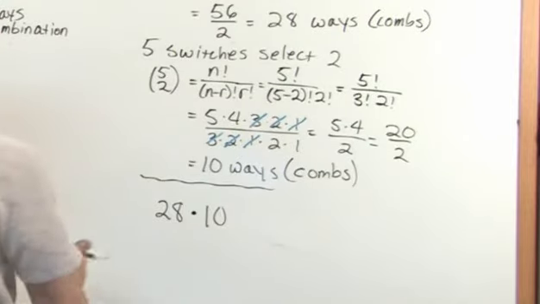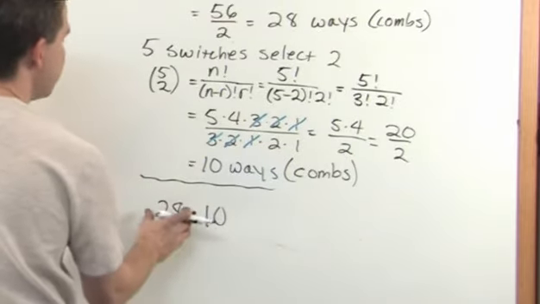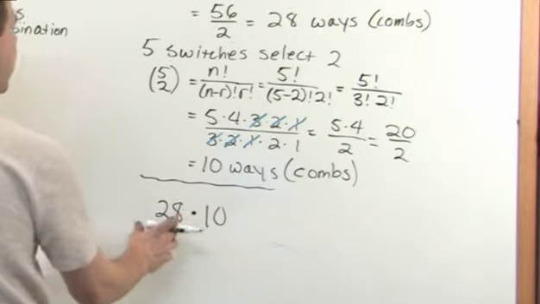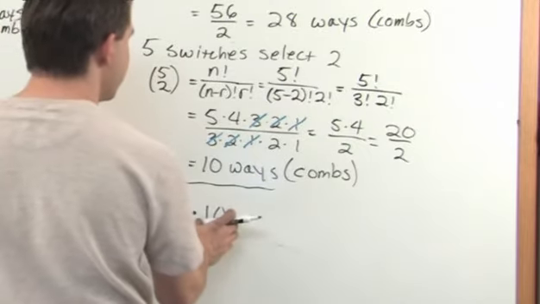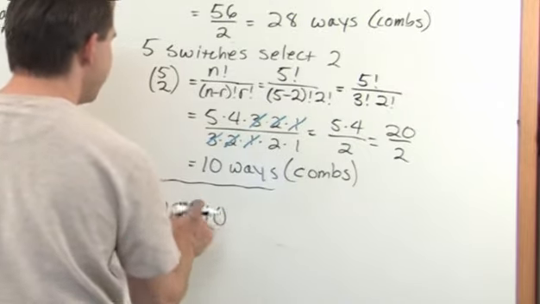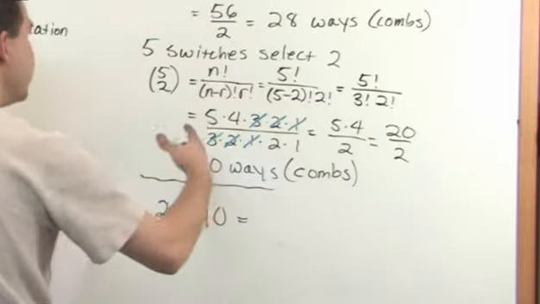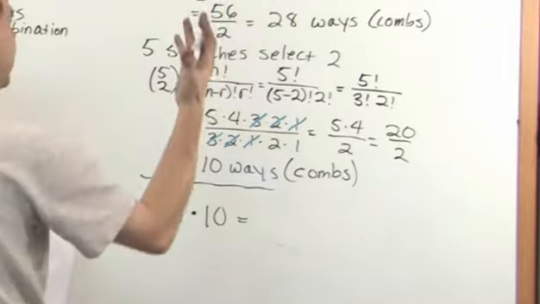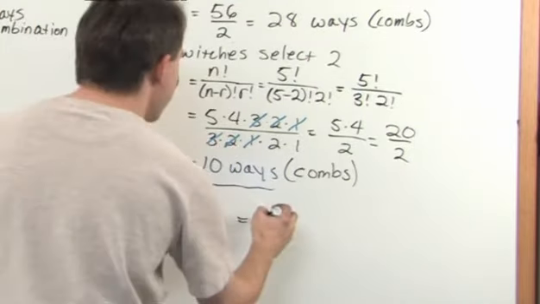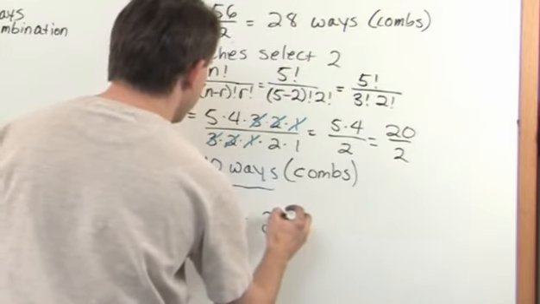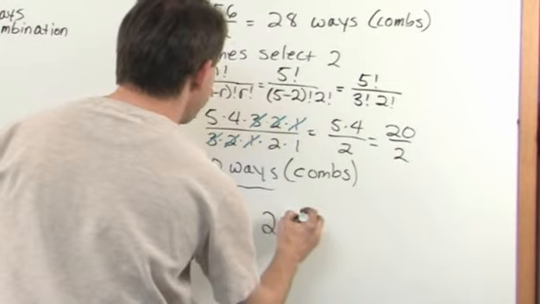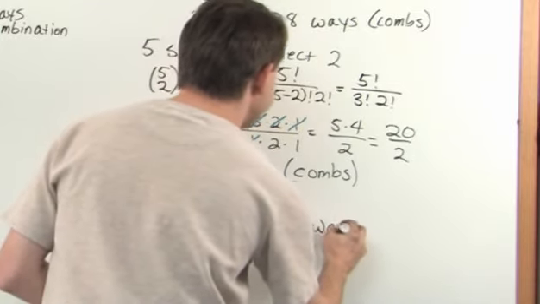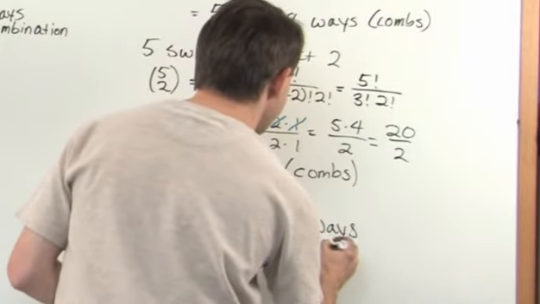This is the fundamental counting principle here. Event 1, picking the 2 motors, happens 28 ways. Event 2, picking the switches, happens 10 ways. So altogether, when you select the motors in 28 ways and the switches in 10 ways, there's a grand total of 280 ways to do the whole thing, which are combinations.